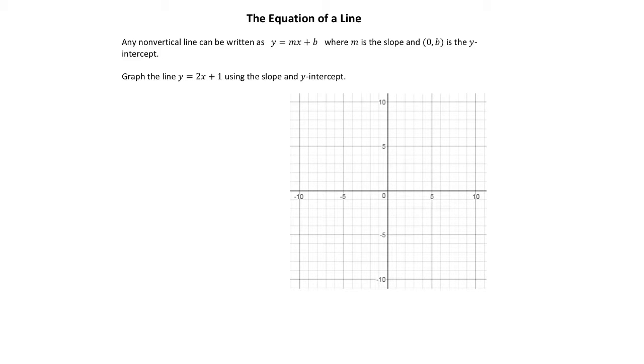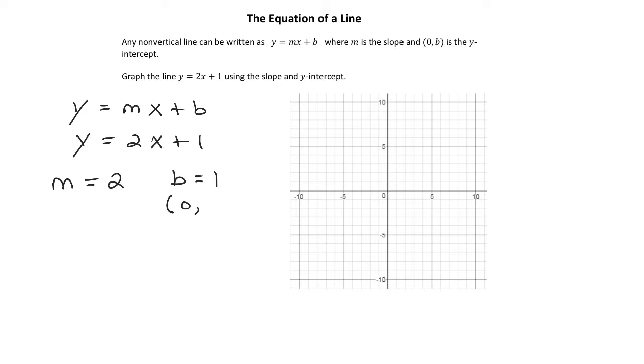Any equation of the form y is equal to mx plus b is the equation of a line. m is the slope and b is the y-intercept. So if we look at the equation y equals 2x plus 1, this is of the form y is equal to mx plus b. So I know the slope is 2, and 1 is the y value of the y-intercept. So b is 1, and more precisely, that's the point (0, 1).